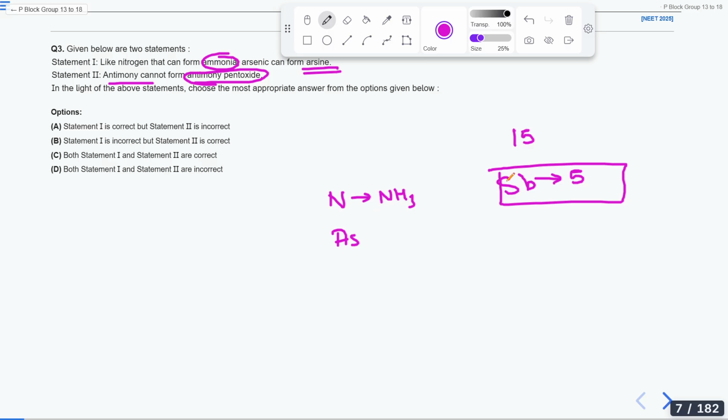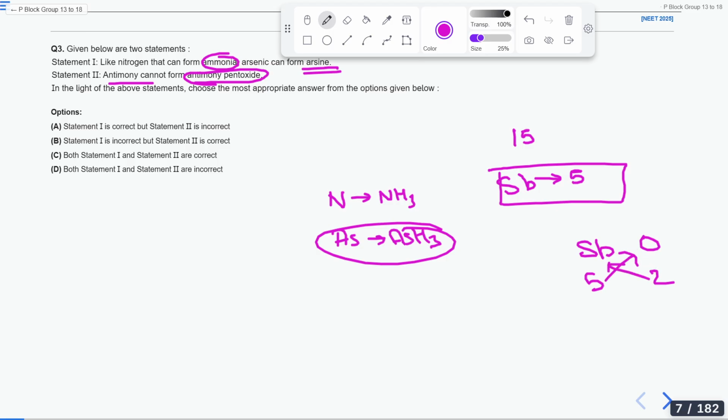What about the first one? Can arsenic form arsine? So yes, this is true. Similar to ammonia, arsenic can also form arsine. And if I take the valencies of both of them, this is 5, this is 2. If I cross multiply it, I will get Sb2O5, which is antimony pentoxide.